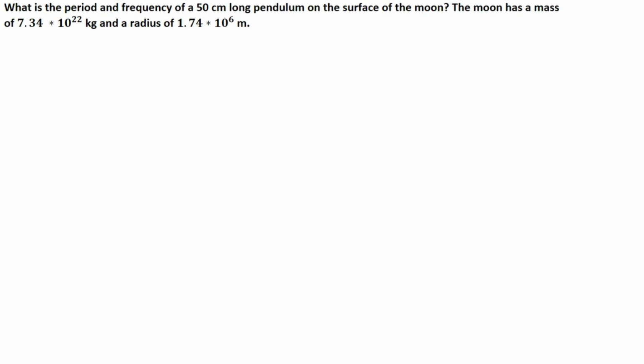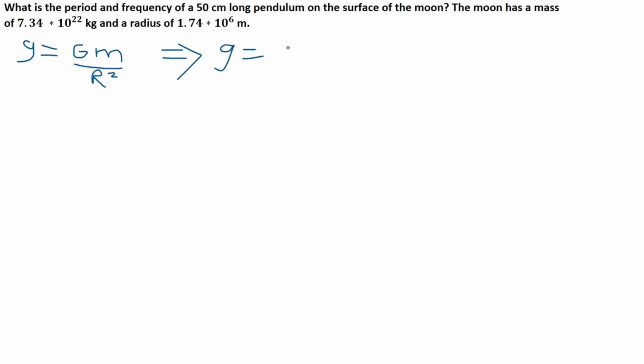For this next question, what is the period and frequency of a 50 centimeter long pendulum on the surface of the moon? The moon has a mass of 7.34 times 10 to the 22 kilograms and a radius of 1.74 times 10 to the 6 meters. So in order to do this, we need to first calculate the acceleration due to gravity on the moon. If you recall from dynamics, the acceleration due to gravity for a small object near a large object is equal to the gravitational constant, this capital G, multiplied by the mass of the large object divided by the distance between them squared. Since we're on the surface of the moon, we'll just use the radius of the moon as the distance between the objects.